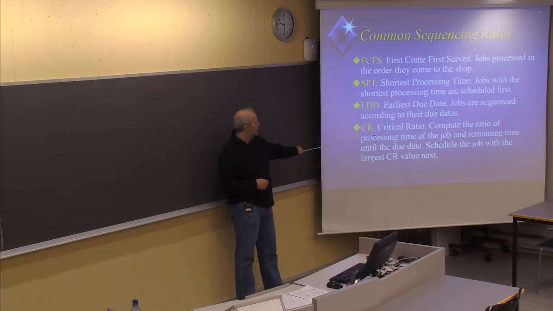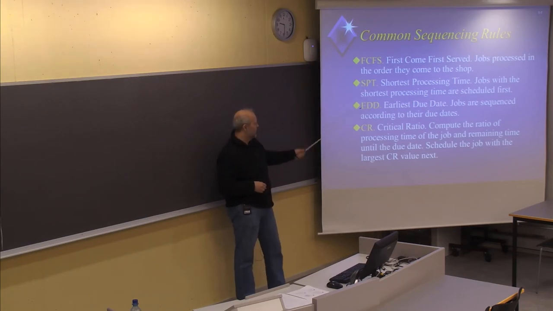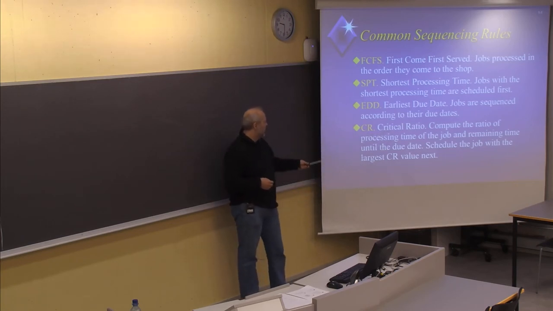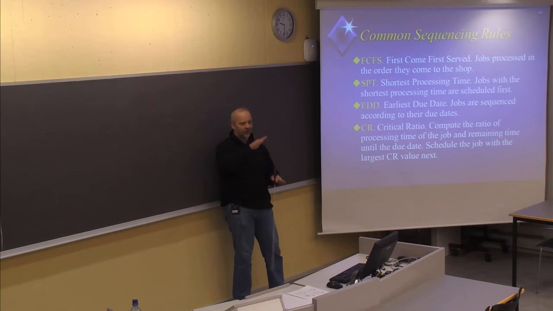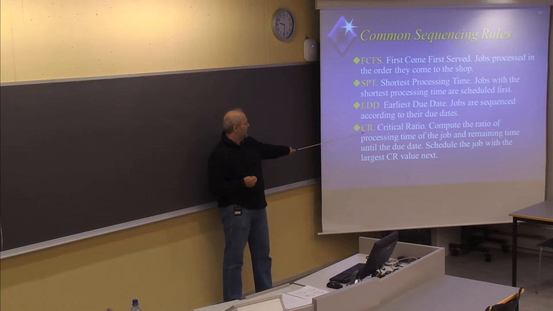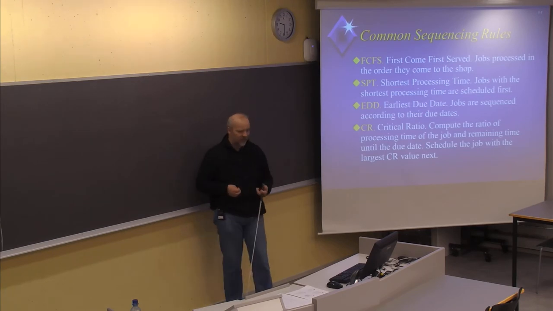And we saw the critical ratio, which is some kind of combination of the two, shortest processing time and earliest due date. Here, find the ratio of the processing time and the remaining time until the due date and schedule the job with the largest critical ratio next, or eventually the smallest one. It depends on what you divide by what. So this is not optimal according to any objective, but it will be somewhere between, and try to consider both the processing time and the due date.